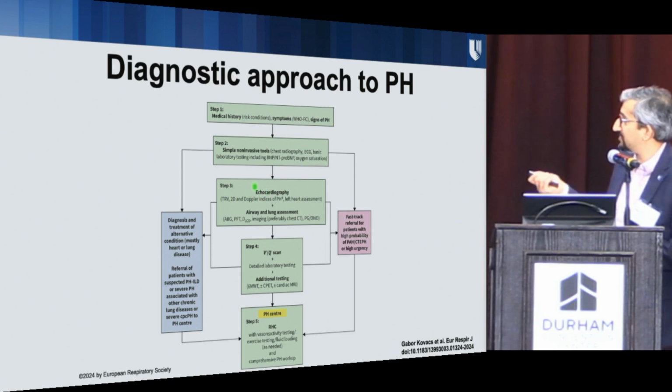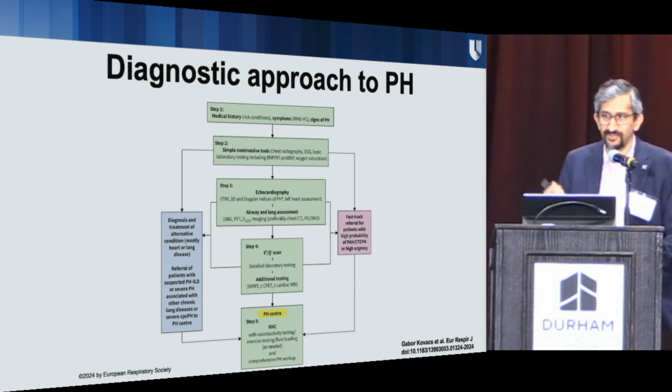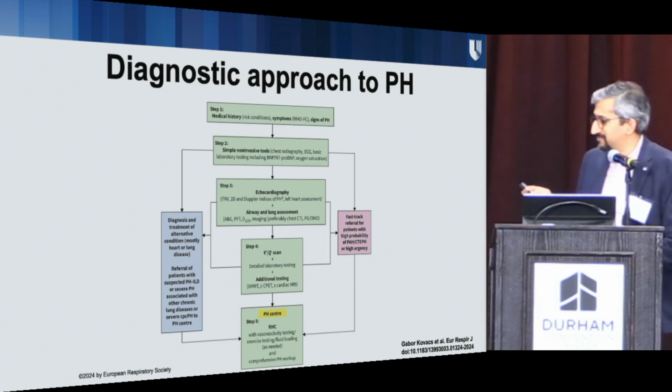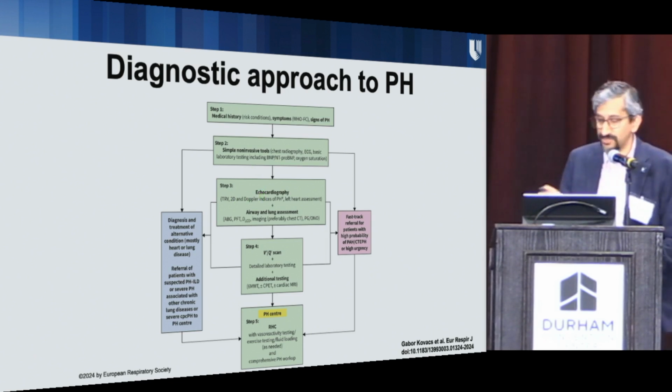And I will say this is from the World Symposium PH consensus document. It's tough to keep both cardiologists and pulmonologists happy with these guidelines, right? Because the pulmonologists will say, "Look, you need to get PFTs immediately. That's going to provide some really important insight." The cardiologist says, "All you need is an echo, and then we can move to right heart cath." But I'm just going to highlight echo here because it is really the most important screening tool for PH.